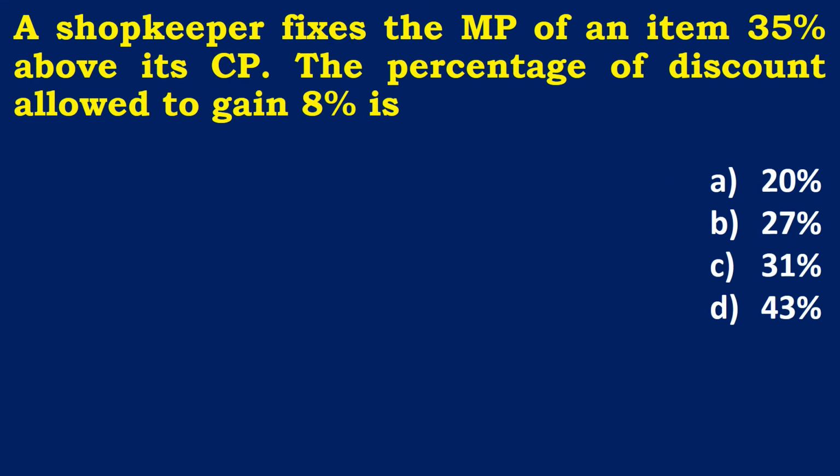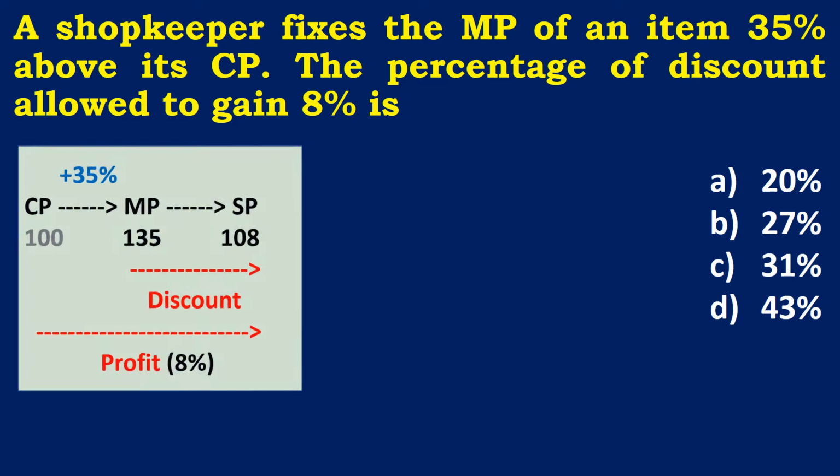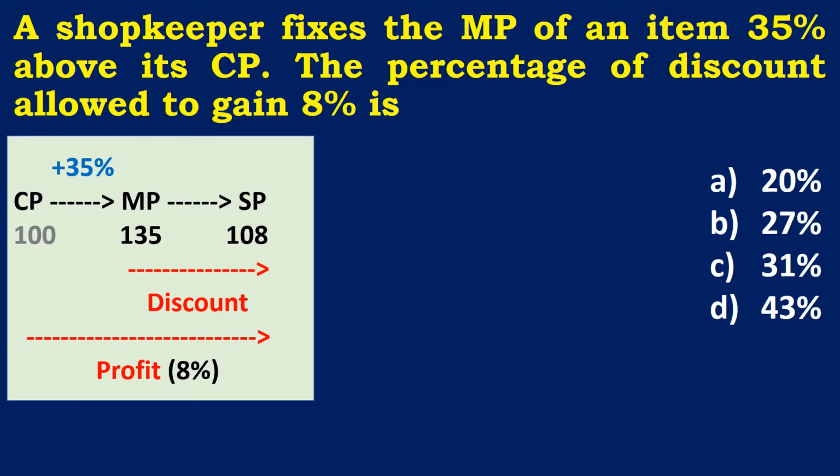Let's look at the second example to understand the discount concepts. A shopkeeper fixes the marked price of an item 35% above its cost price. The percentage of discount allowed to gain 8% is, let's assume the cost price of the item is rupees 100. An item is marked at 35% above the cost price, which means the marked price will be 135 rupees. To calculate the selling price, the gain of 8% added with cost price results in 108.